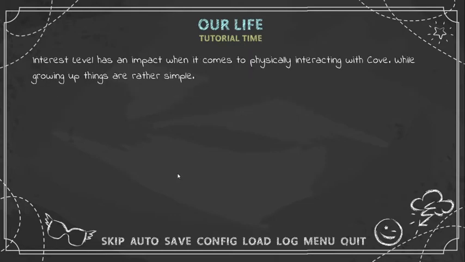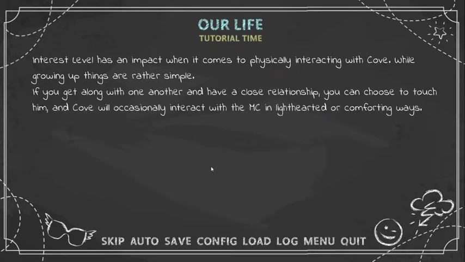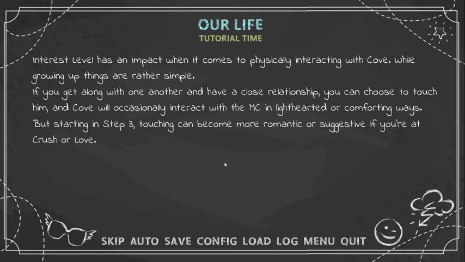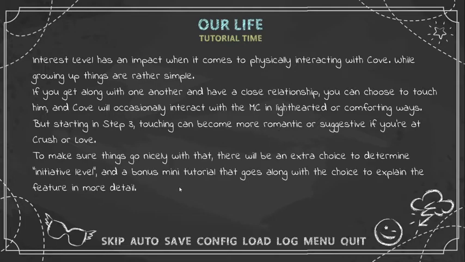Interest level has an impact when it comes to physically interacting with Cove. While growing up, things are rather simple. If you get along with one another and have a close relationship, you can choose to touch him, and Cove will occasionally interact with the MC in lighthearted or comforting ways. But starting at step 3, touching can become more romantic or suggestive if you have a crush or love.